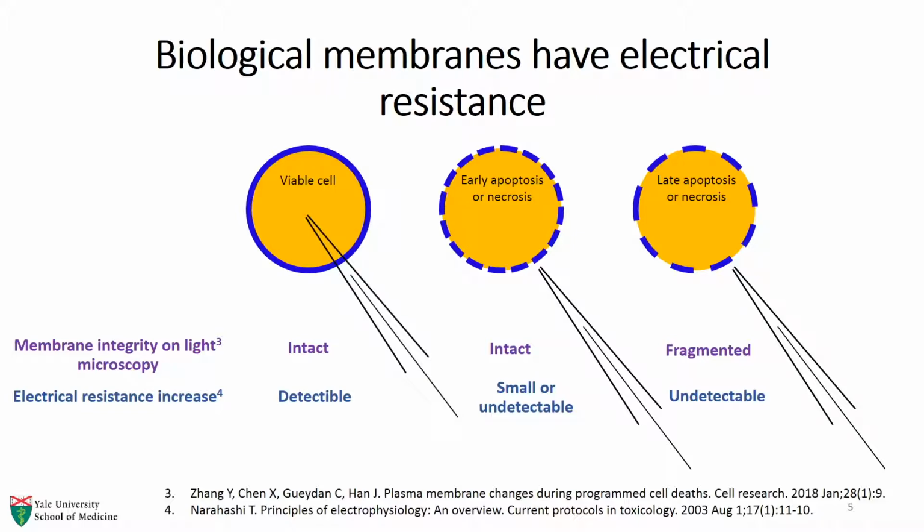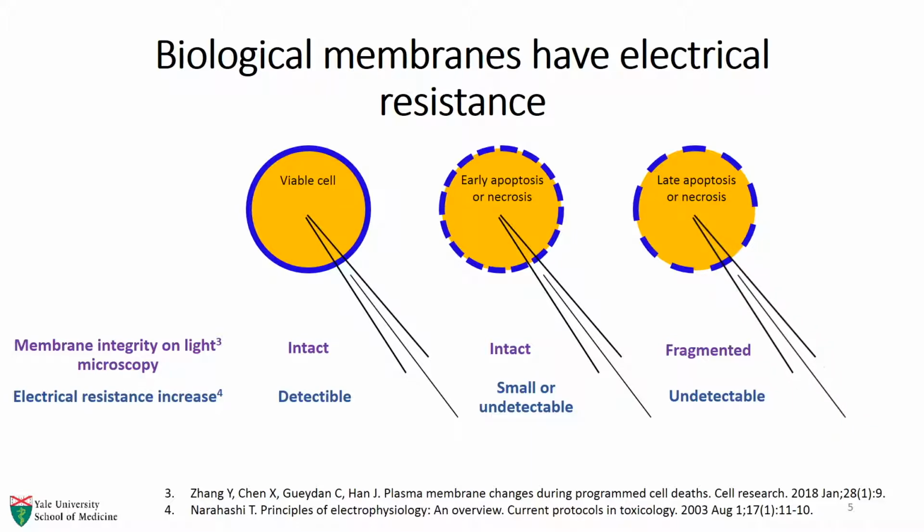During early apoptosis or necrosis, there is a formation of membrane pores that allow free movement of ions in and out of the cell. These pores can be visualized by electron microscopy but not by light microscopy. Penetrating an egg in early apoptosis will show a small or no resistance increase, although the egg may still look viable through the microscope. In late apoptosis or necrosis, the membrane is already fragmented, and that can be easily visualized with light microscopy. In this case, resistance measurements have no advantage.